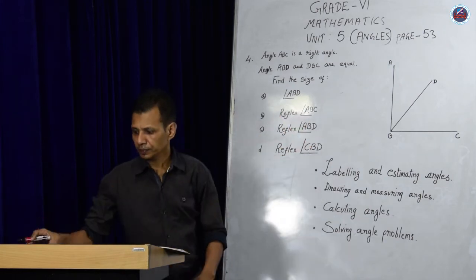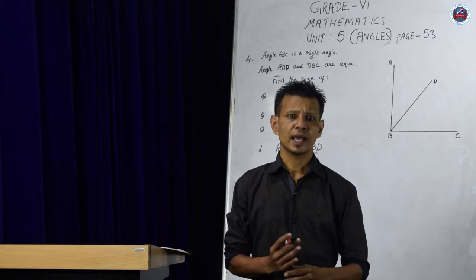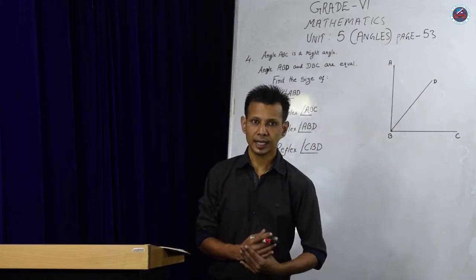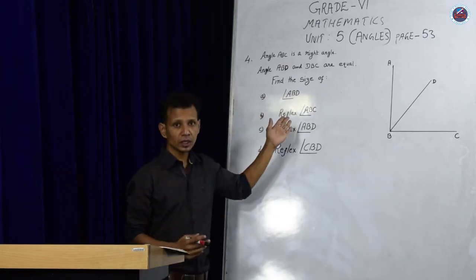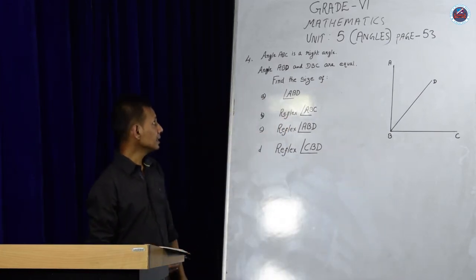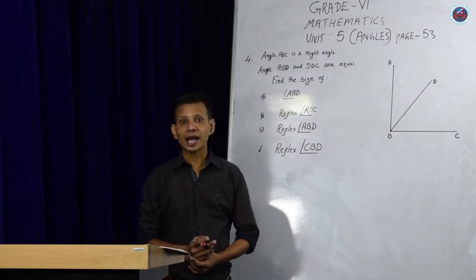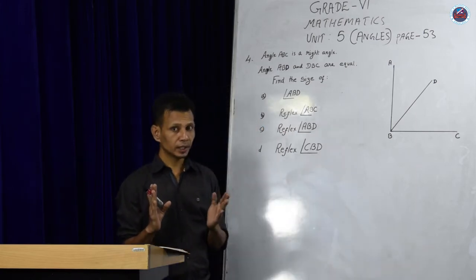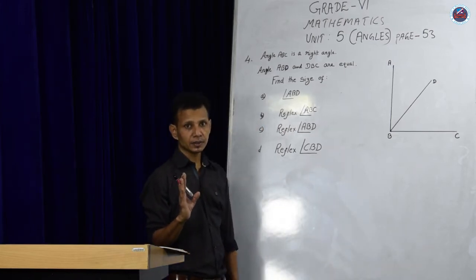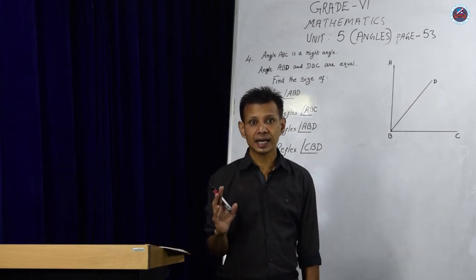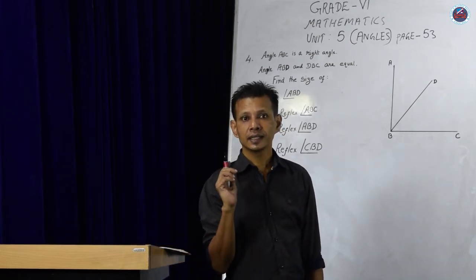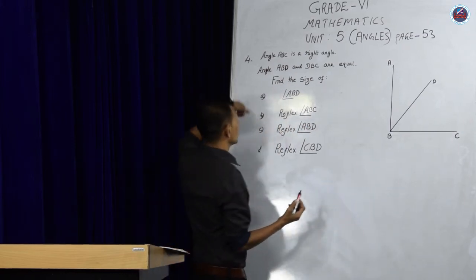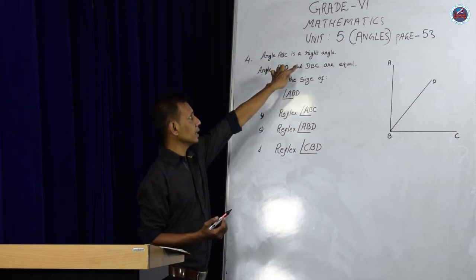The question is here. What are angles? The whole explanation is given in the PPT, please go through it. This question says angle ABC is a right angle. Now you know what a right angle is, go through the PPT. A right angle means an angle having exactly 90 degrees.